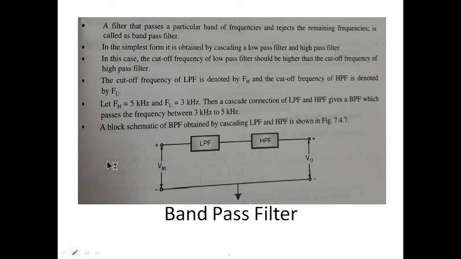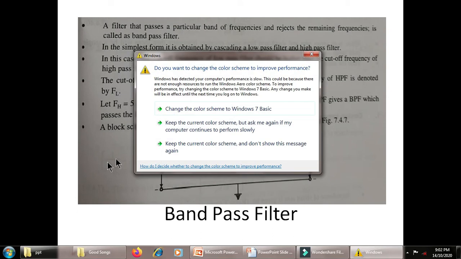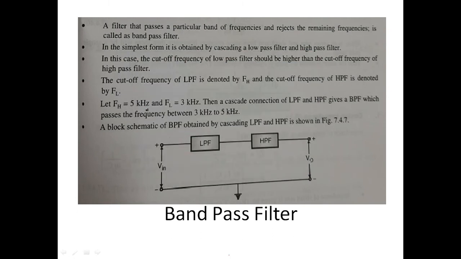And the band pass filter, in the simplest form, is obtained by cascading a low pass filter and a high pass filter. Here there is a low pass filter and a high pass filter, and we form the combination of both, which is called the band pass filter.